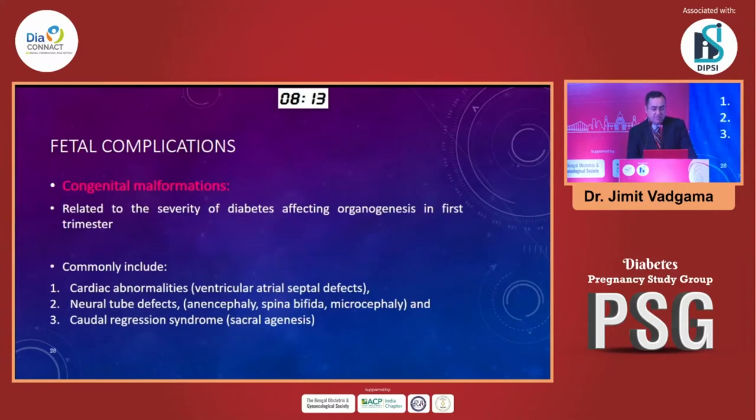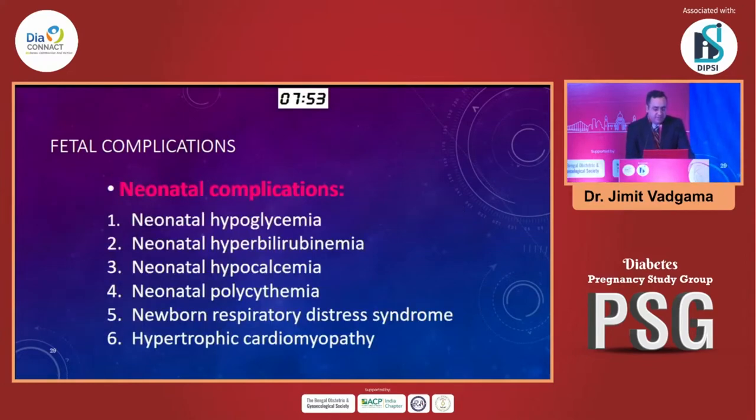Malformations relate to the severity of diabetes, especially during the first trimester, a very crucial period of organogenesis. It commonly includes cardiac abnormalities like ventricular or atrial septal defects, neural tube defects, and even caudal regression syndrome like sacral agenesis. After delivery, what can happen? Yes, neonatal complications can also occur immediately postpartum. So, neonatal hypoglycemia, again, a very important aspect due to fetal hyperinsulinemia. Neonatal hyperbilirubinemia, neonatal hypocalcemia can also occur, polycythemia can also occur, newborn respiratory distress syndrome can also occur, and sometimes there is hypertrophic cardiomyopathy also due to increased exposure to insulin during gestation.